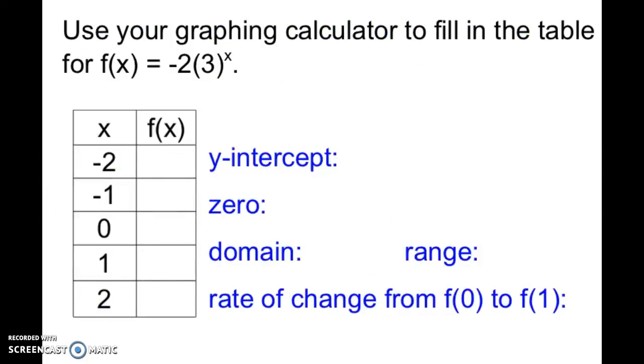Okay, our next example, we're going to be given the equation, and we're going to fill in a table and the other information we just talked about, okay? And we'll add finding the 0. So let's go ahead and graph this in our calculator, okay? -2 times 3 to the x, and we'll use a table to find most of our information.